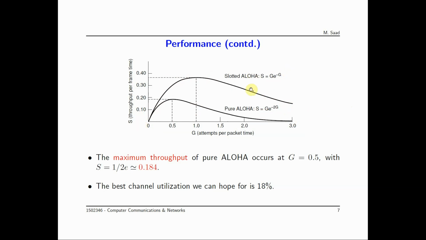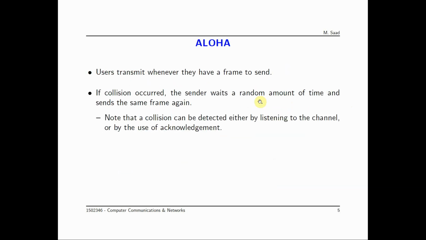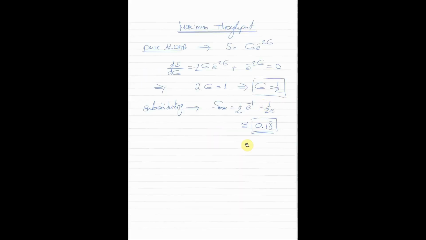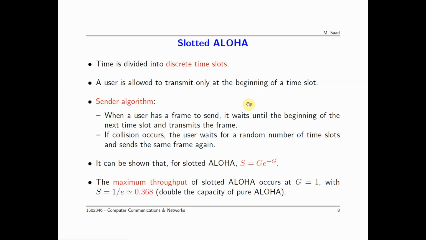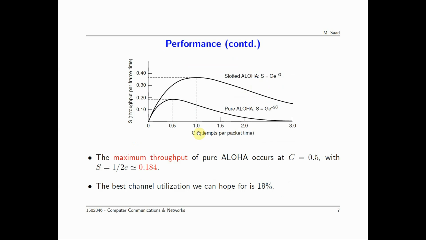Again, in this curve, we have a maximum point, and we can get it in exactly the same way. How can we get the maximum value in slotted Aloha? Simply by taking this function and getting the derivative. It follows exactly the same, but we don't have the minus 2. And it is very easy to verify that the G at which S is maximum in slotted Aloha is actually 1. So when G is equal to 1, S is maximum.